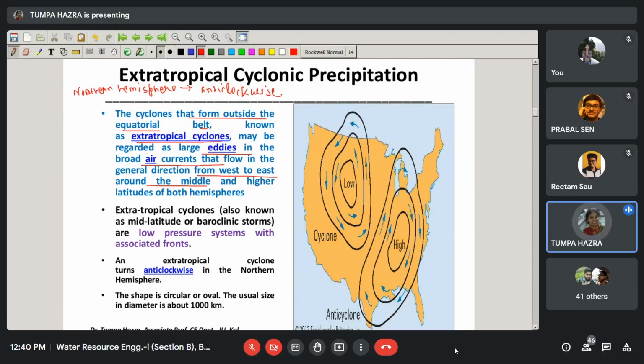For extratropical cyclone, the magnitude of precipitation and wind velocities are relatively lower than tropical cyclone, but the duration of precipitation is usually longer, and the areal extent is also larger than the tropical cyclonic precipitation.